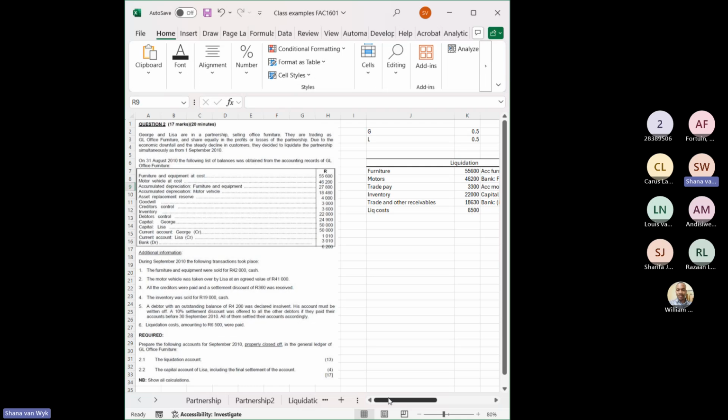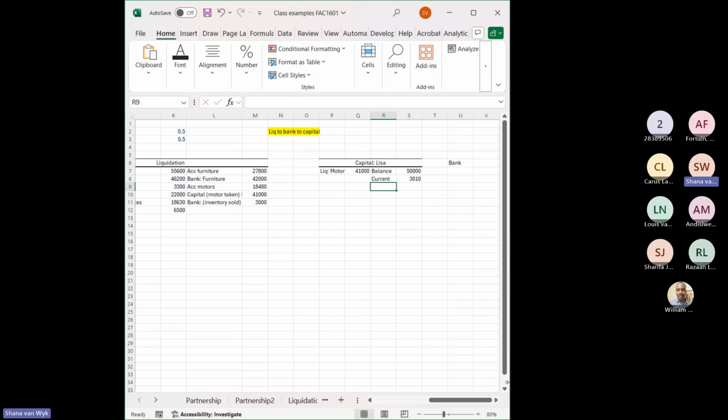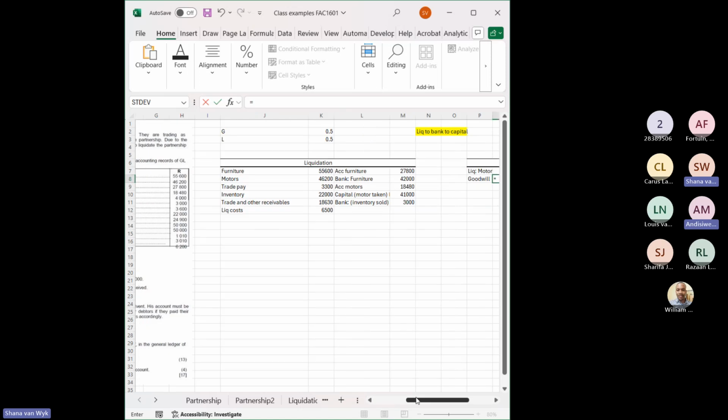Anything else? Goodwill, yes. What is goodwill? It's a non-current asset, 3,000. An asset is debit, so we're closing it, so it's credit, so we're going to debit on the capital. Goodwill. Sorry, Andy, what was it? 3,000. Yes, it's 3,000. Awesome.